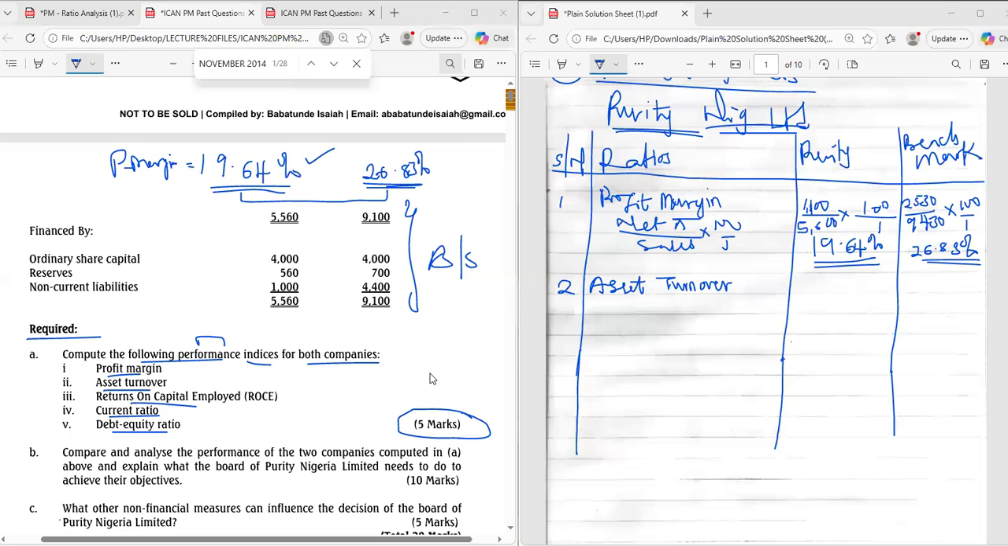Then also for benchmark, for every 1 naira of sales, the benchmark was able to generate 26.8% of profit. That is the meaning. Whether you used something or not to give me this answer, it means you have gotten this answer now. Tomorrow, if they ask you, you will still get the answer.